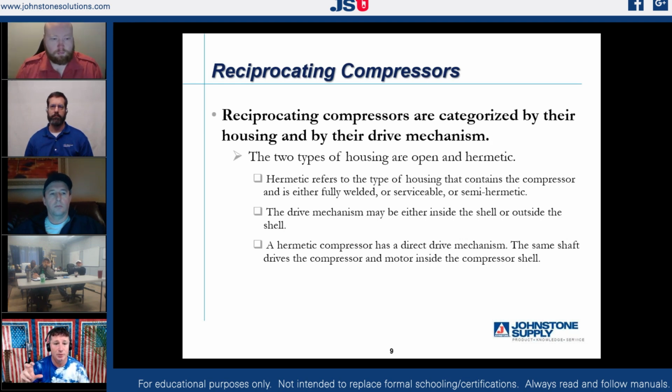When you hear the word hermetic, it refers to the type of housing that contains the compressor. So it can either be fully welded, it could be serviceable, or it could be truly semi-hermetic, where they completely rebuild them. And if you've not been to a Copeland tear down class where you actually take apart a compressor, man, it is so worth your while. And hopefully Don will kind of brief on those classes on Friday. Just a fantastic opportunity to understand the internal mechanisms of those and how they are completely rebuildable. Just like a vehicle engine is completely rebuildable, our larger semi-hermetic compressors are absolutely rebuildable. And then a hermetic compressor has a direct drive mechanism that drives the compressor and motor inside the compressor shell. So we'll look at those.